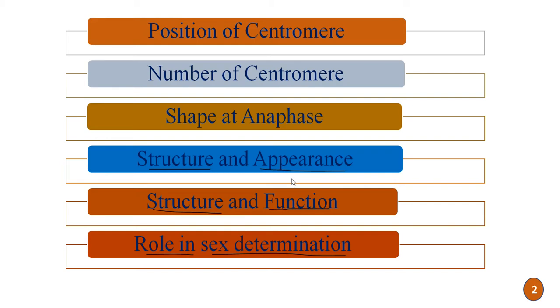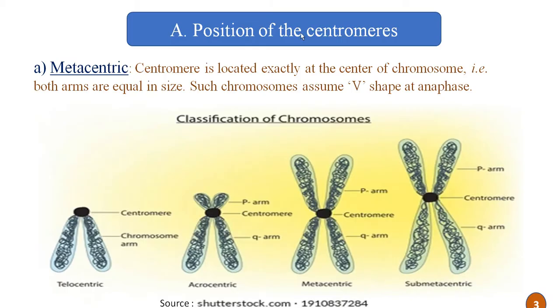So let us start with the position of the centromere. So according to the position of centromere, there are 5 types, and the first type is the metacentric. So metacentric, this meta means center, and this centric means the centromere is located at the center. So in this type of chromosome, the centromere is located exactly at the center of the chromosome. That is, both arms are of equal size, and such chromosomes assume V shape at anaphase.